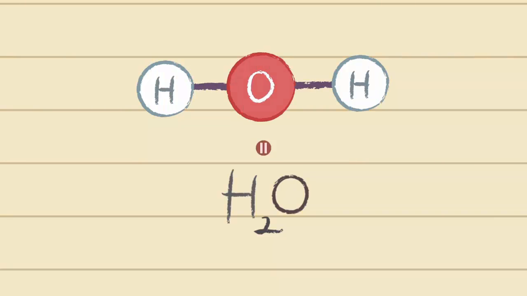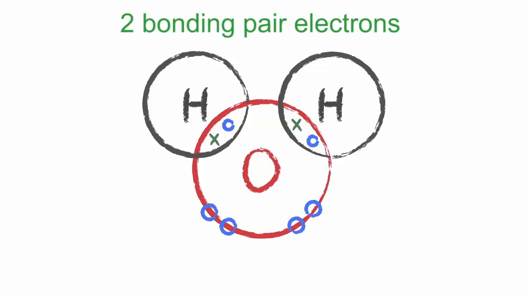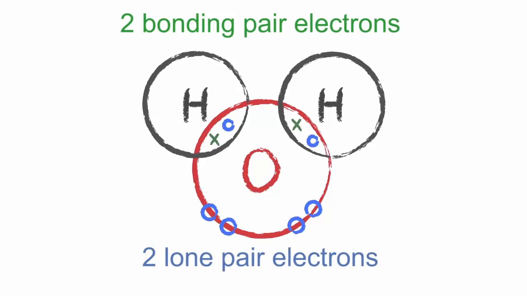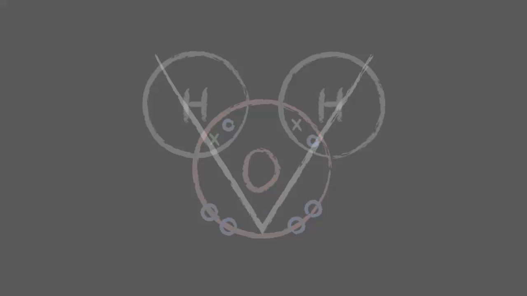Finally, let's look at water, H2O. Pause the video again and draw a dot cross diagram. Here is the dot cross diagram. You will see that there are now 2 bonding pair electrons and 2 lone pair electrons. The lone pair electrons will repel the bonding electrons even more than before, creating a V-shaped or bent molecule with a bond angle of 104 degrees.